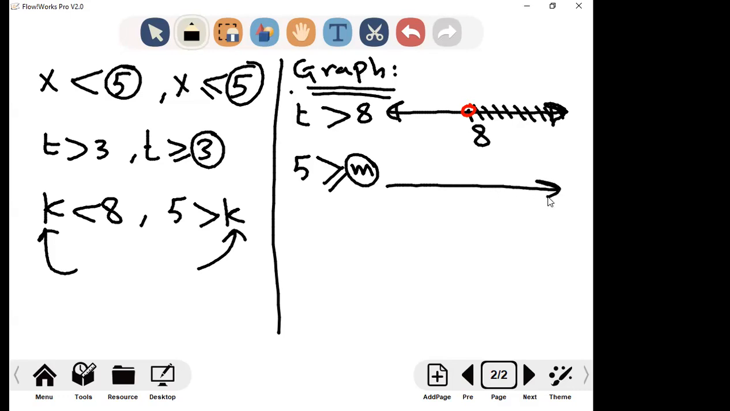So to graph it, you go to the m, which is 5, right? And less than means to the left. And because you have equal sign, you put circle and close it like this. Okay? What does this mean? This means that t more than 8, all the numbers here are solutions. This small circle here means that 8 is not solution. Okay? It's not belong or not included in the solution.